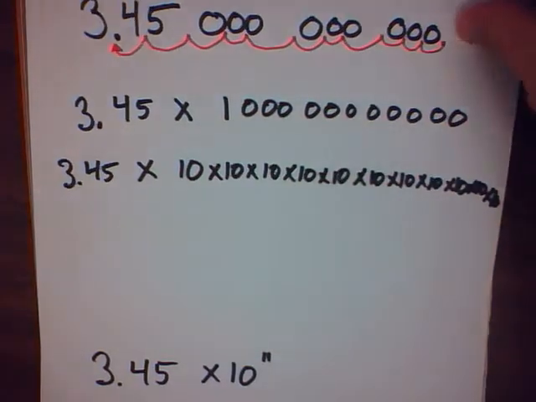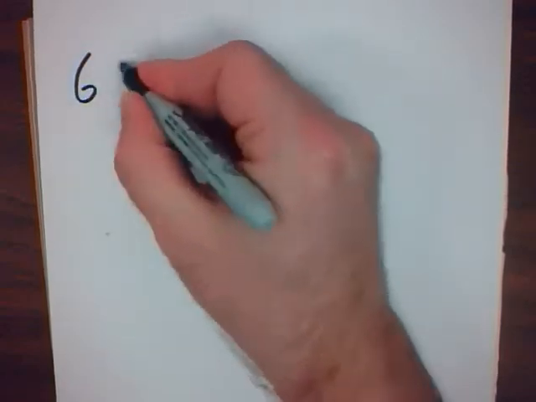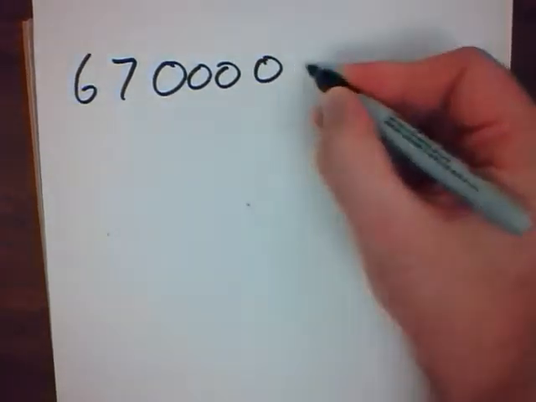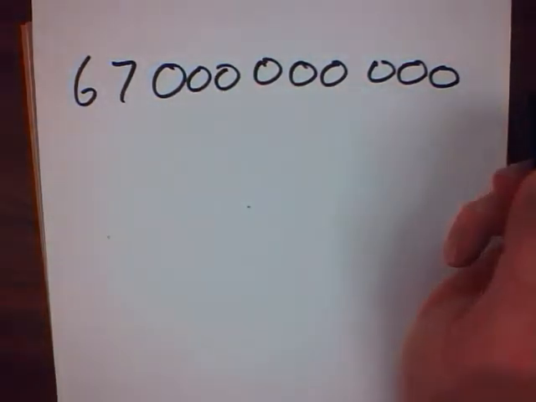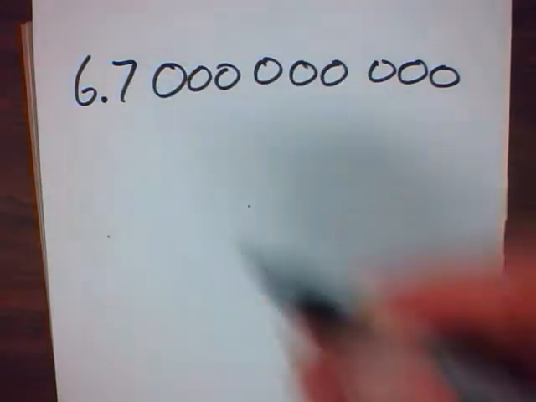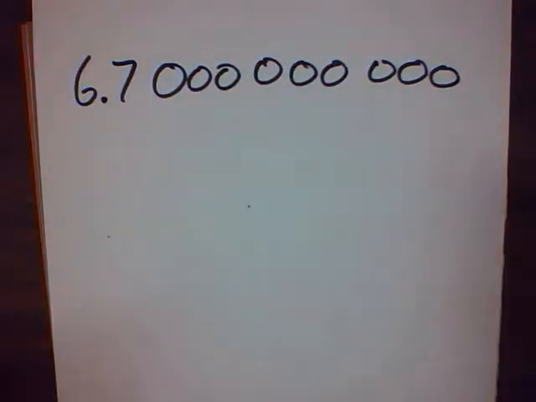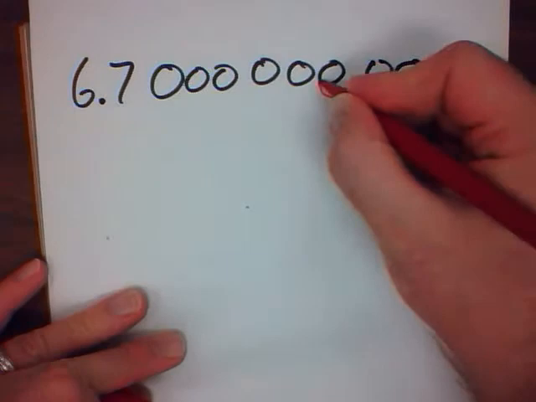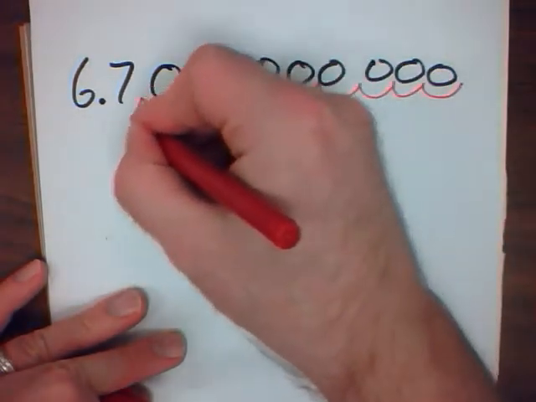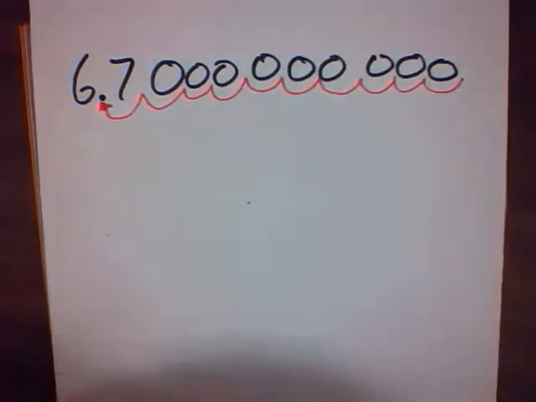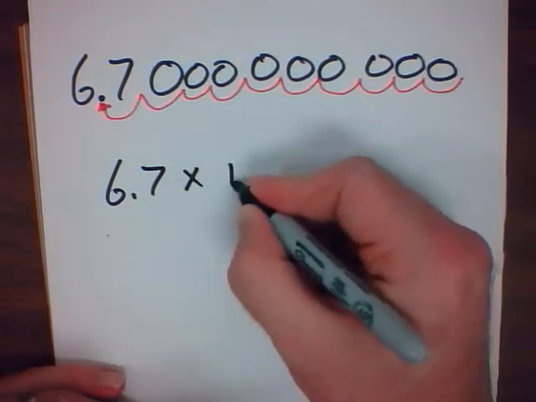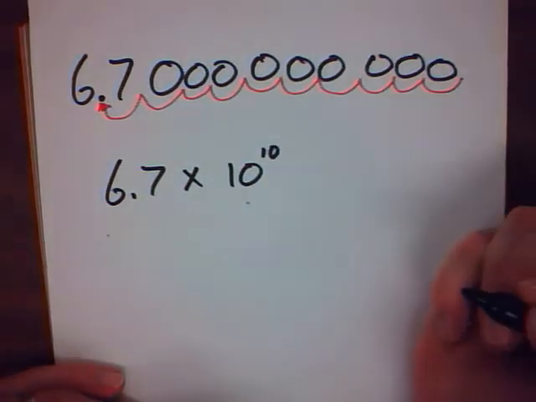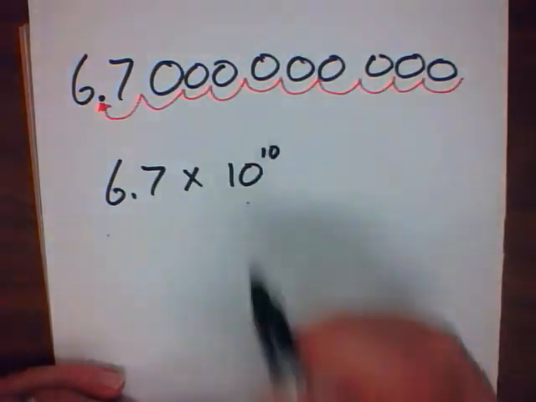Let me do another example to show you how it's done. Another really large number. I want to turn this into scientific notation. Step 1, I'm going to move the decimal behind the first non-zero number. Step 2, I'm going to count 1, 2, 3, 4, 5, 6, 7, 8, 9. I moved the decimal 10 spaces. It's going to be 6.7 times 10 to the power of 10. I moved the decimal 10 spaces. I know that that's going to be to the power of 10.